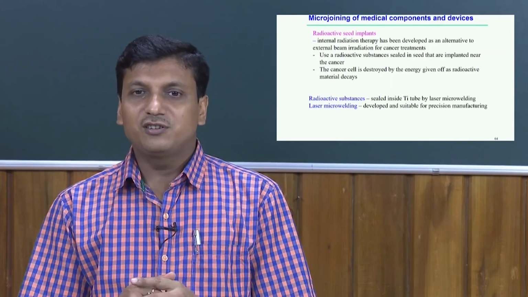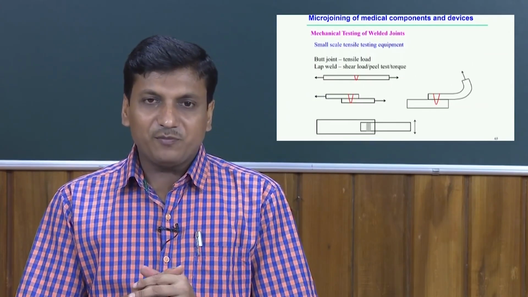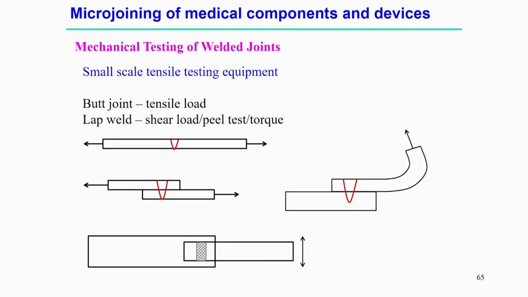for this kind of very precision manufacturing. Apart from that, when you use the different micro joining technologies for medical devices, it is necessary to mechanically test the different welded joints. Of course, in conventional welding processes we use different types of testing: tensile testing, compressive testing, or maybe sometimes bend testing. All this kind of testing is generally done in conventional welding processes, but here specifically for these types of micro joint components.